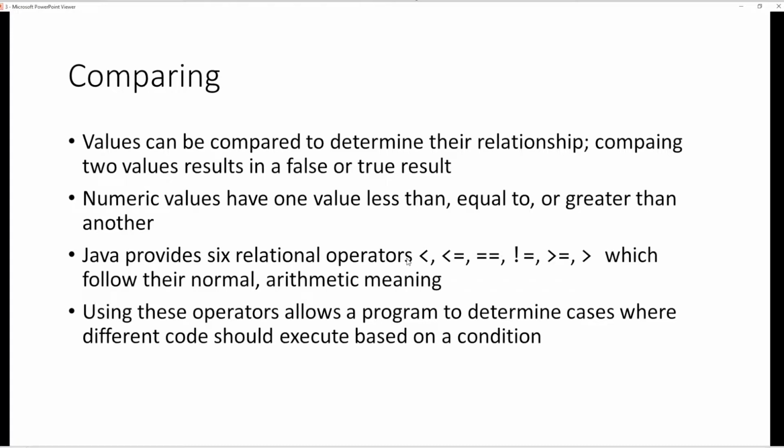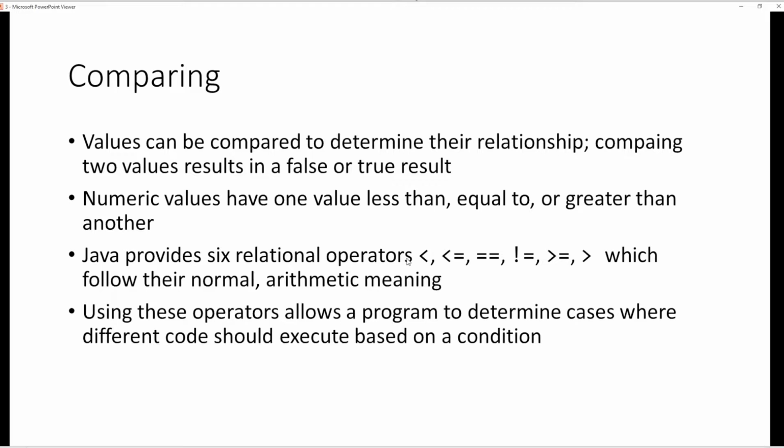To test those relationships, Java provides 6 relational operators: less than, less than or equal, equal, not equal, greater than, and greater than or equal, which follow their normal arithmetic meanings learned from algebra. One quick note here. Notice the equals is a double symbol. Remember, the assignment operator uses that symbol once.